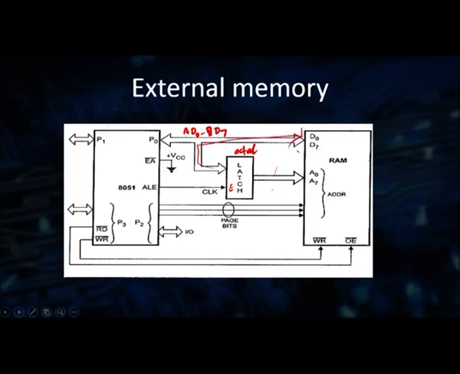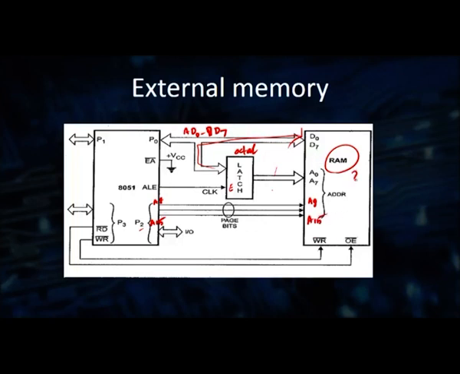Once the latch is enabled, it will indicate the address lines. Address lines are unidirectional lines. The remaining address lines, based on your RAM size, will be obtained from port 2. Port 2 has A8 to A15, the remaining 8 address lines. Suppose you are getting A8 to A15, so totally 16 address lines.